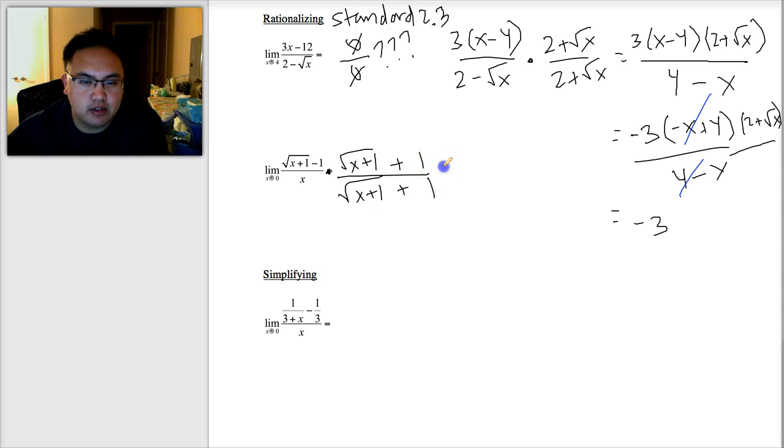Let's multiply this out. At the top, I got conjugates, so all I care about is multiplying these ones and these ones. Square root of x plus 1 times square root of x plus 1 is x plus 1. Negative 1 times positive 1 is negative 1. In the bottom, I don't have conjugates, so I'm just going to leave it alone.